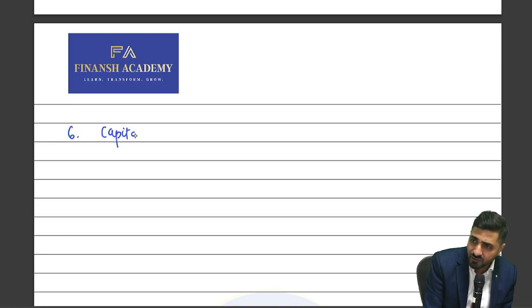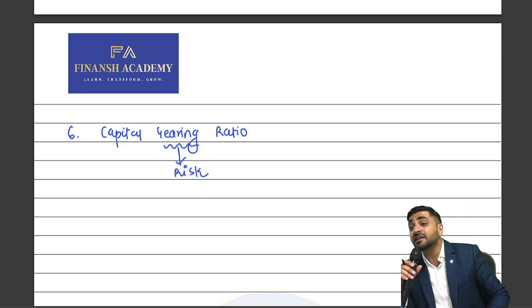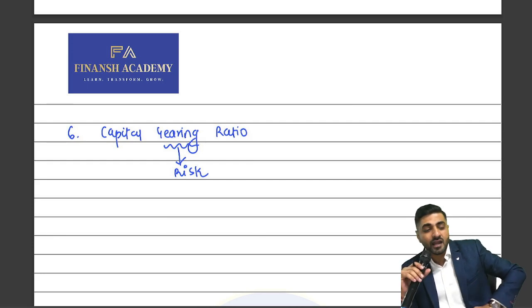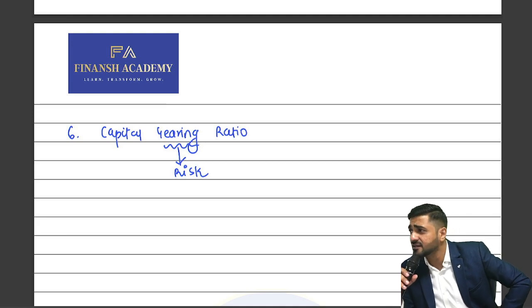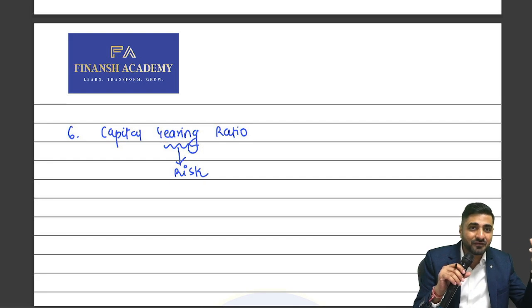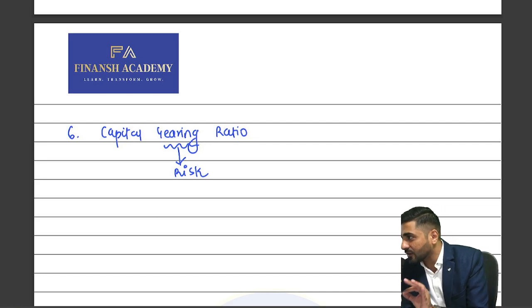Then we have something which is called the capital gearing ratio. Have you heard about this? Capital gearing ratio. By the word gearing, what does it mean? The word gearing actually means risk. What does the word gearing mean? Tell me, beta. It means risk. Okay. But now, what is the risk here then? Because in the debt equity ratio also we were measuring some part of risk. In the capital gearing ratio also we are measuring risk only.